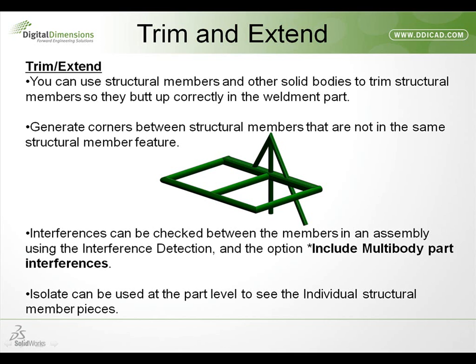Trim and extend. We can specify how these structural members butt up to one another utilizing the trim and extend function. Now, this will also allow me to generate corners between structural members that were not in the same structural member feature. Another weldment tip I want to talk about here is that interferences can be checked between structural members if you drop this into an assembly utilizing interference detection and the option include multi-body part interferences. Also, isolate can be utilized at the part level to see the individual structural member pieces.